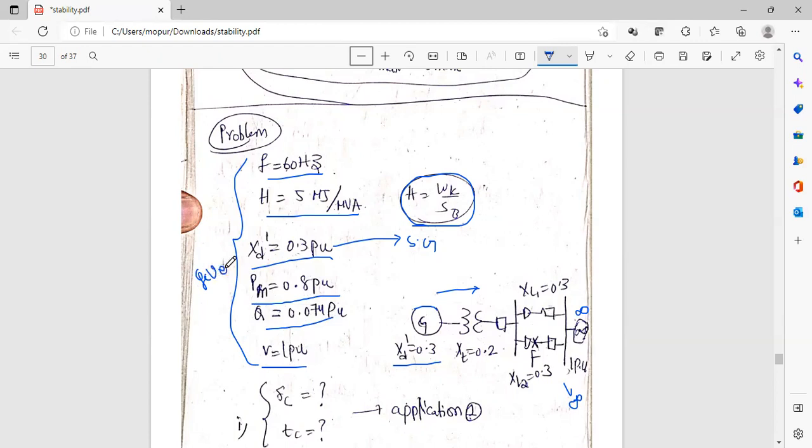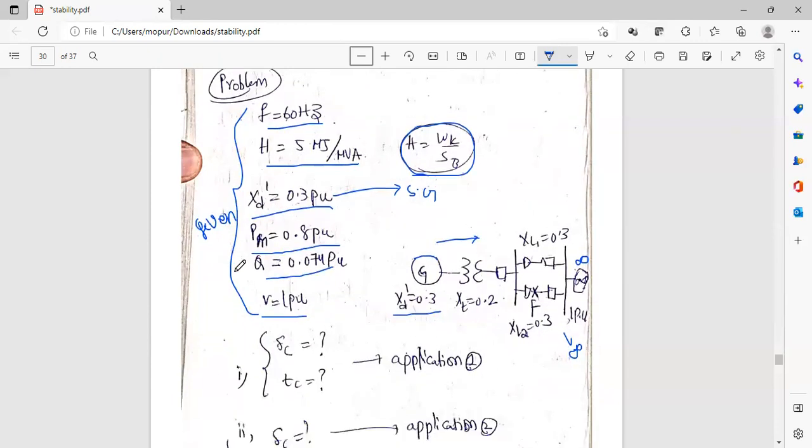Now what had they asked? First, a temporary three-phase fault occurs at the sending end. This is the sending end and this is the receiving end. So here there is a temporary fault in the first condition. The first subdivision of the problem is application 1, that is, a three-phase temporary fault occurs at the sending end of the line.